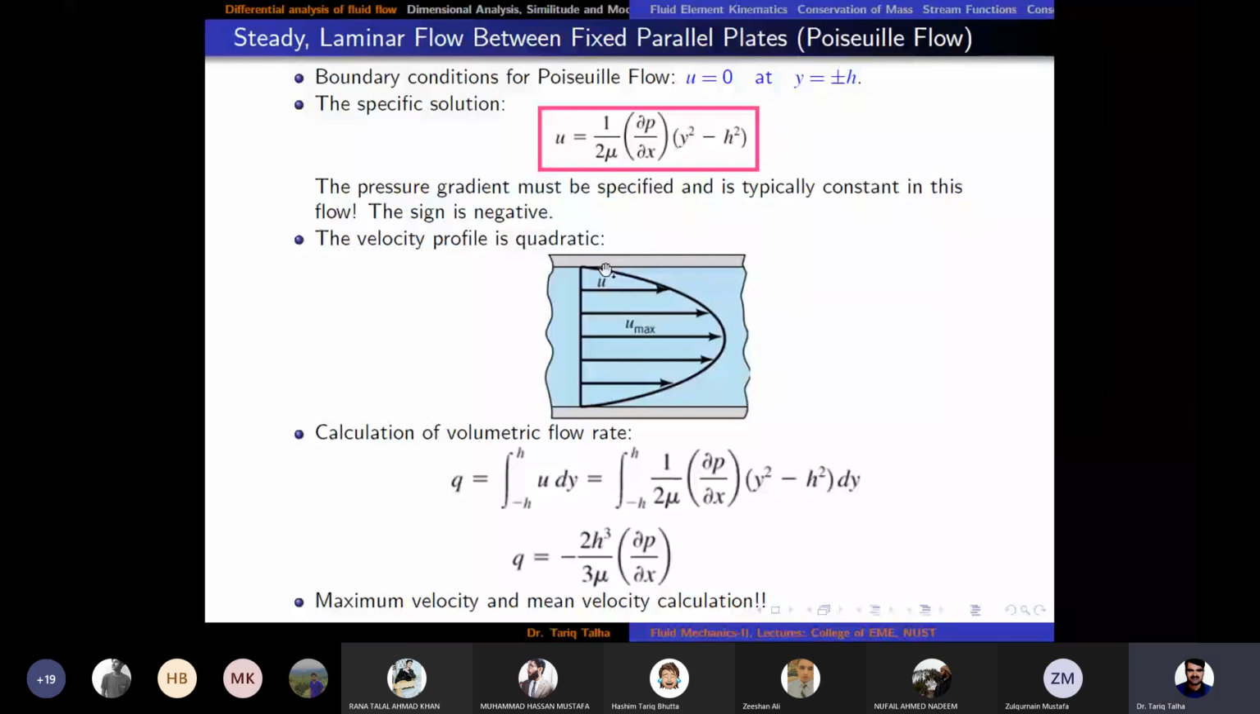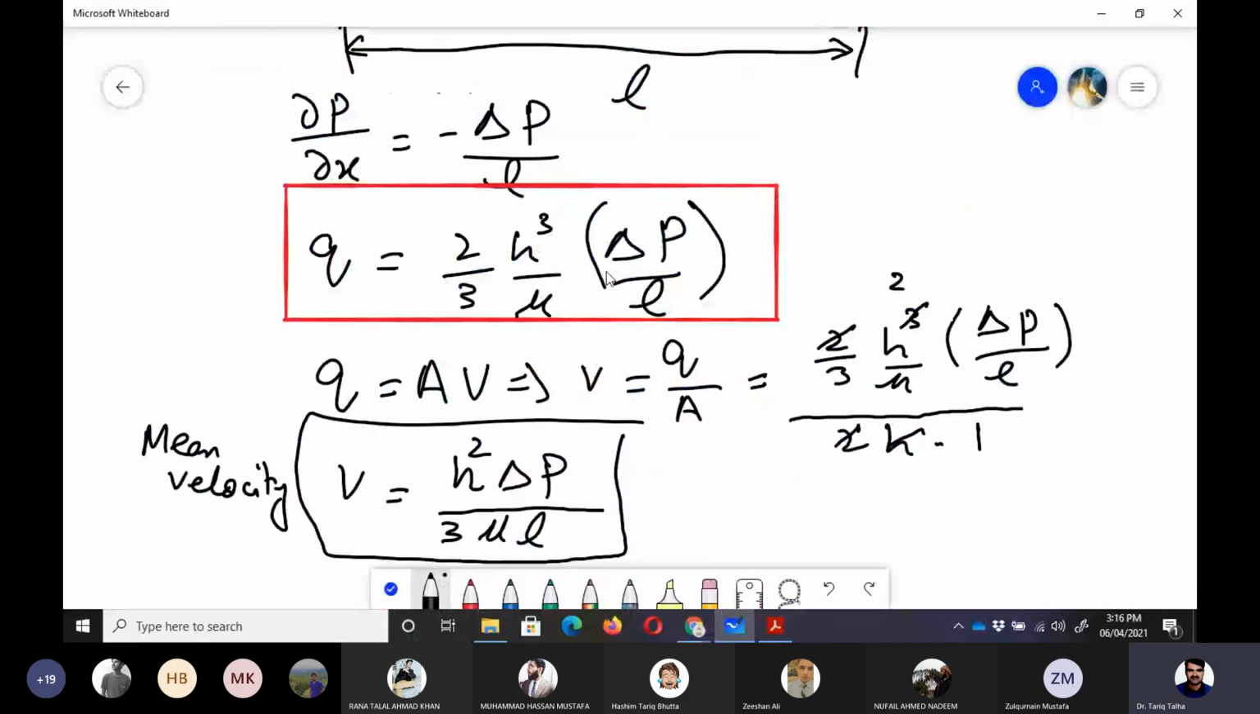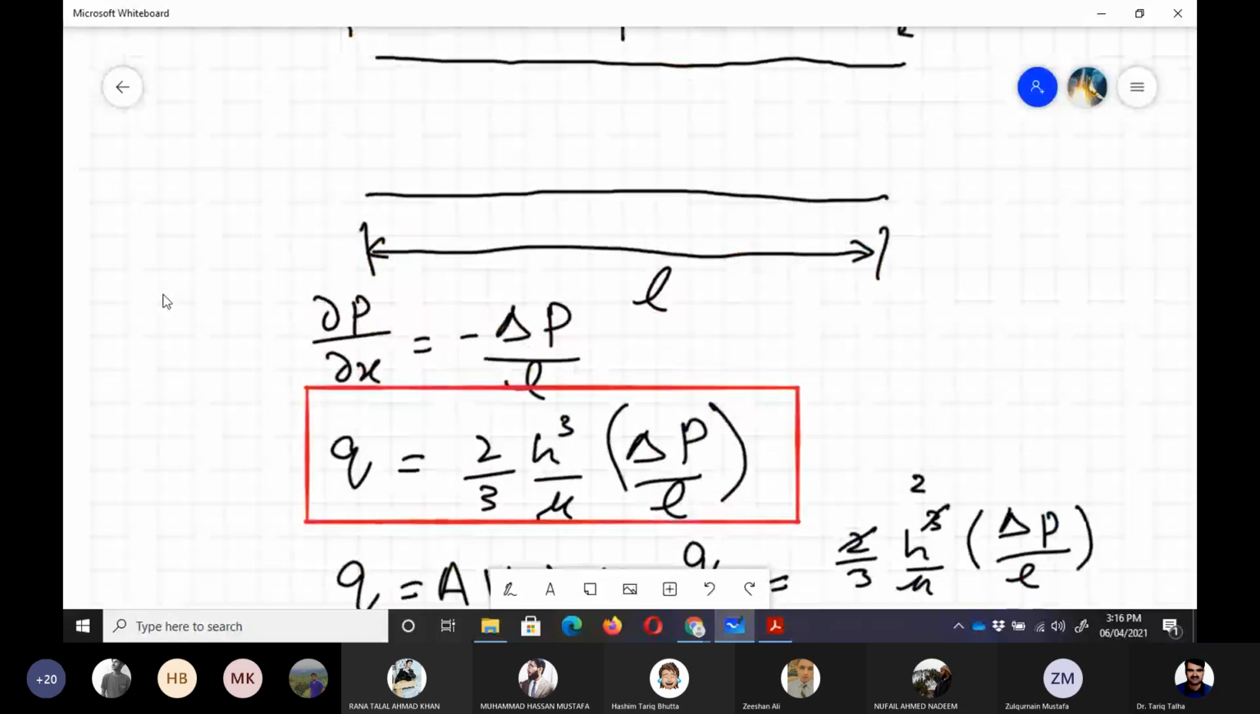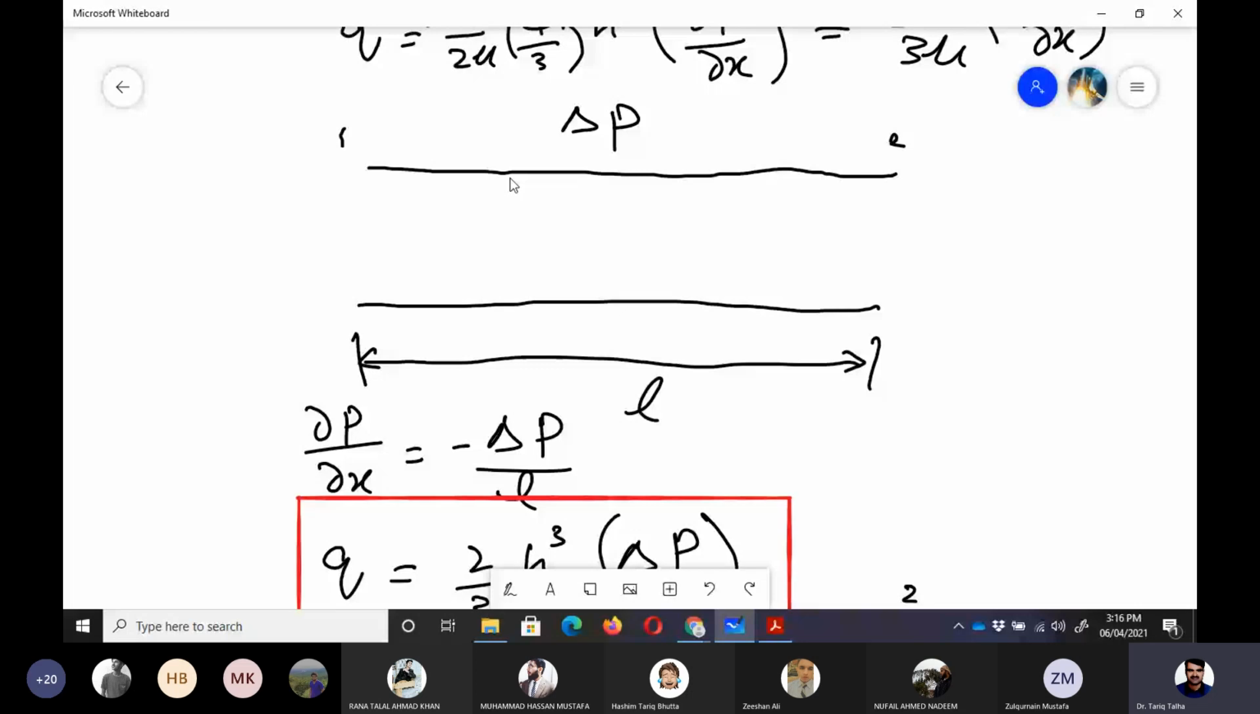So usually if we draw it, if the actual profile is something like this, if this is the cross section where we are looking at, if this is the actual profile, so the mean velocity would be something like this, because that is a uniform value.